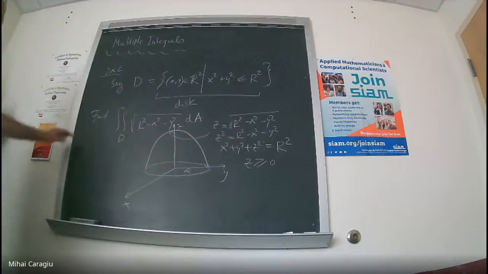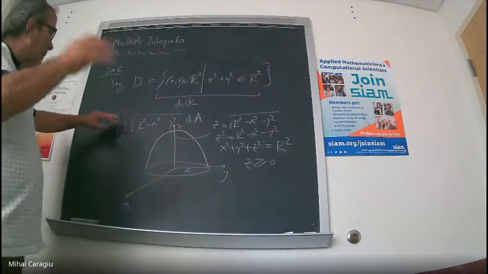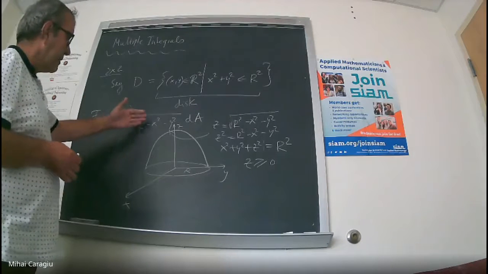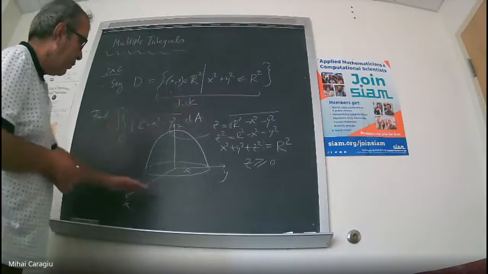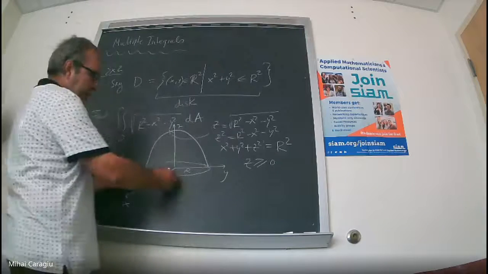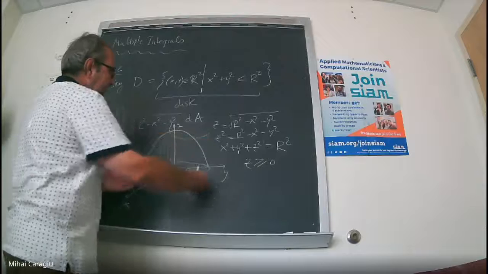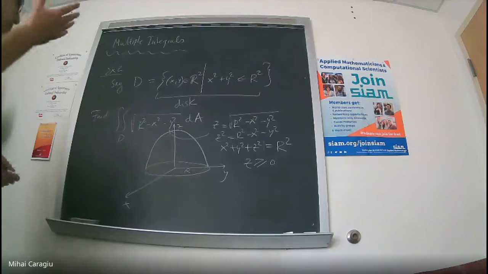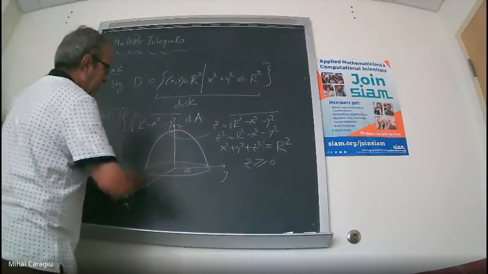So what will be this triple integral? This double integral over D of the square root of R squared minus x squared minus y squared dA is the volume between the domain, which is the disk centered at the origin of radius R, and the hemisphere, which is half the volume of the sphere, right?